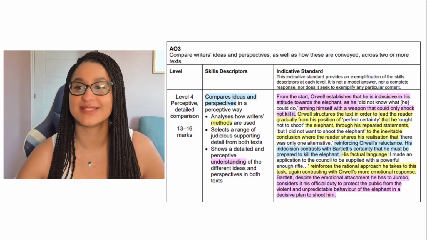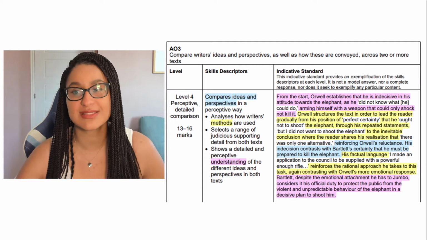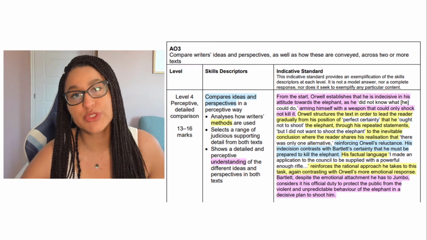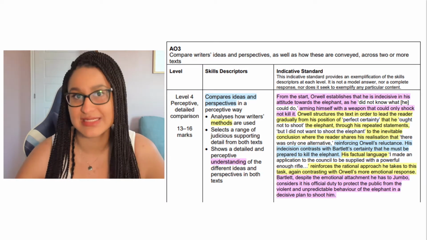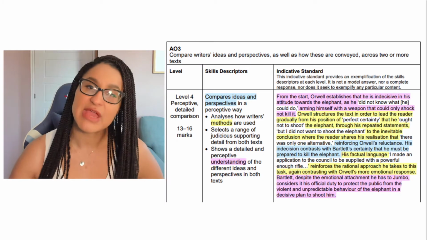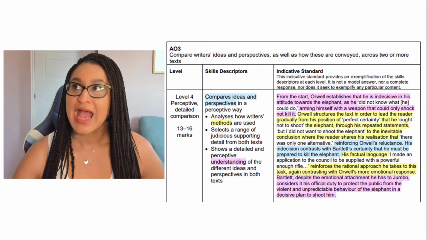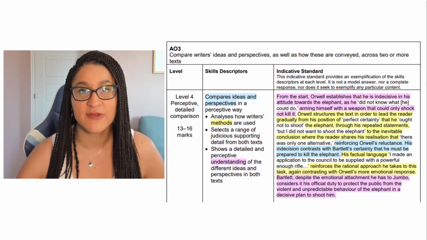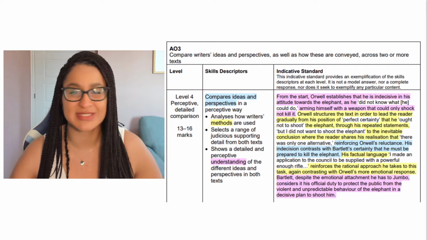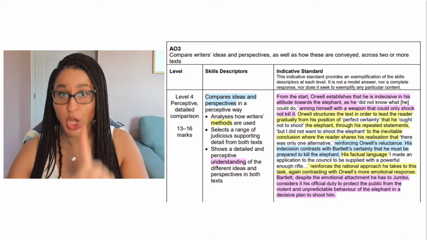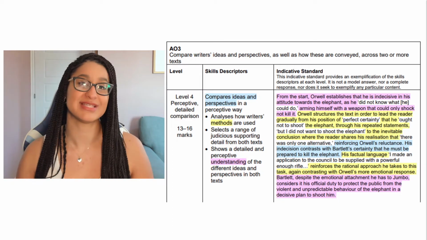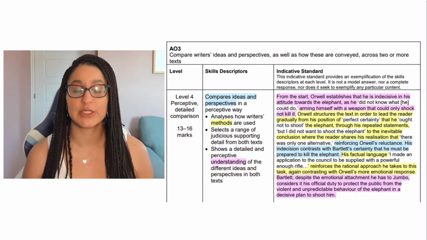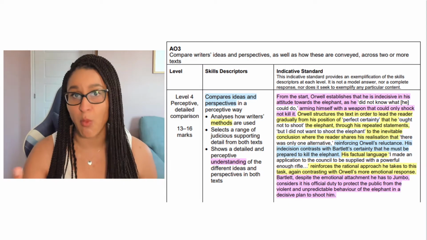Compare writers' ideas and perspectives, as well as how these are conveyed across 2 or more texts. So what you can see is that the skill they really are testing here is comparison. And therefore, when it comes to writing your answer, having an idea which is perceived by the examiner as being perceptive is not going to come down to necessarily what you say about one of the texts on its own, but what you say about how the texts are similar or different. And that's why I would recommend looking at least one similarity and one difference.